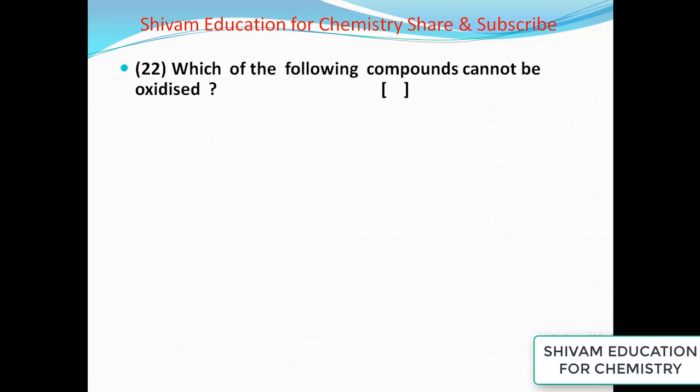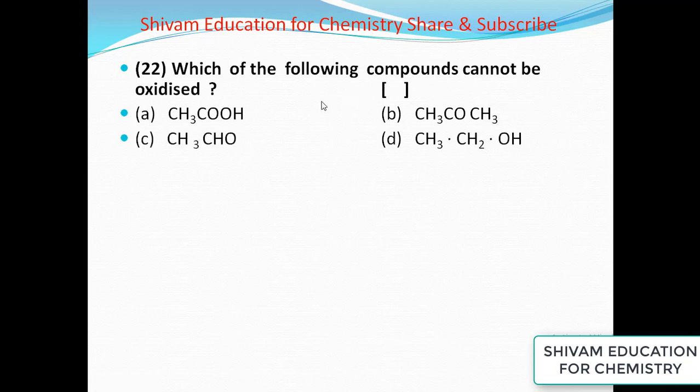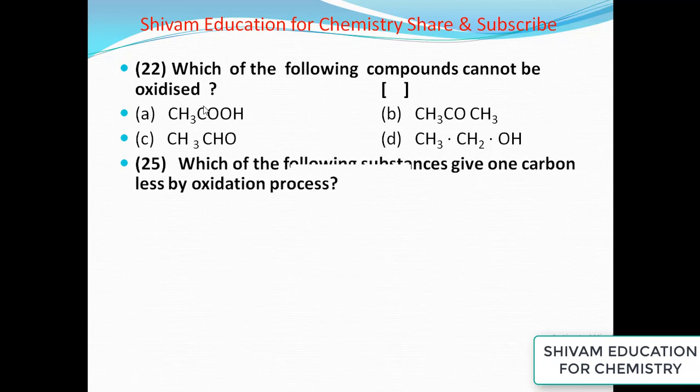Now question number 23. Which of the following compounds cannot be oxidized? You know very well, alcohol can be oxidized into aldehyde, and aldehyde can be oxidized into carboxylic acid having the same number of carbon atoms. Ketone can be oxidized into a carboxylic acid which has one carbon atom less. But you know very well that carboxylic acid cannot be oxidized further. So the answer of this question is A, carboxylic acid.